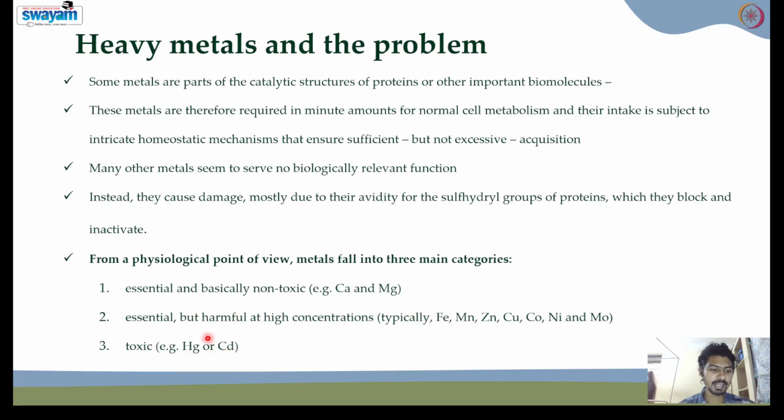Whereas the third category is toxic and hazardous. Some metals are very dangerous. For example, mercury and cadmium, as we have seen earlier, have no biologically relevant function.